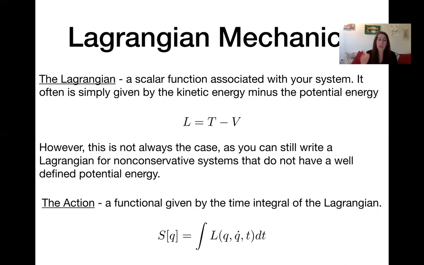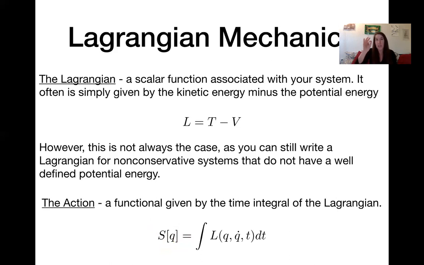Now, from the Lagrangian, you can calculate something known as the action, which is a functional, which is really just the time integral of the Lagrangian. Now, what is a functional? So this S of Q, where I'm writing it in square brackets, and why am I using these square brackets? That's common notation to denote that this is a functional. Now, what is the difference between a function and a functional? Well, this argument Q here is a function itself. So a functional is a function where your input is a function, right?